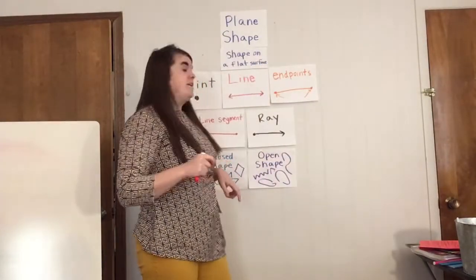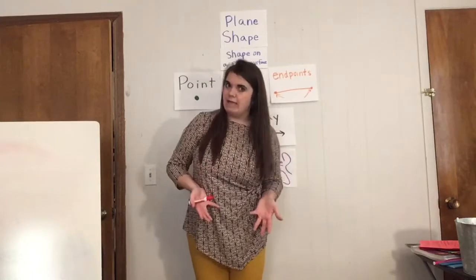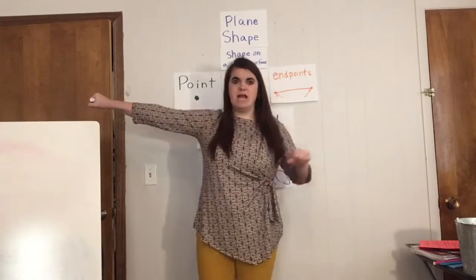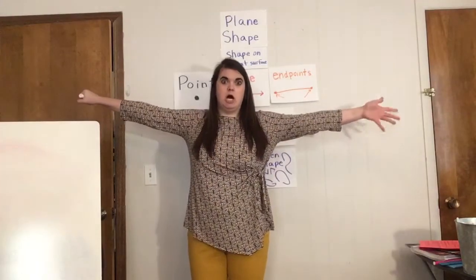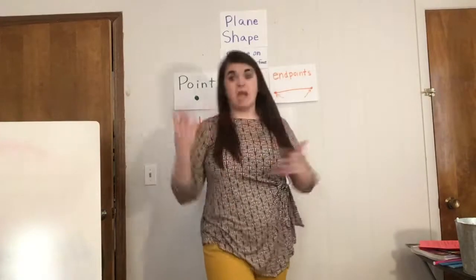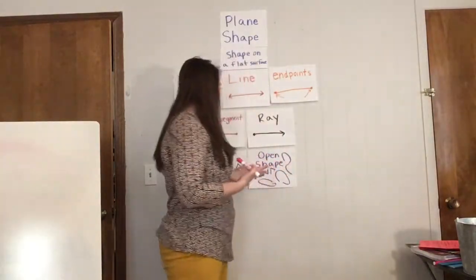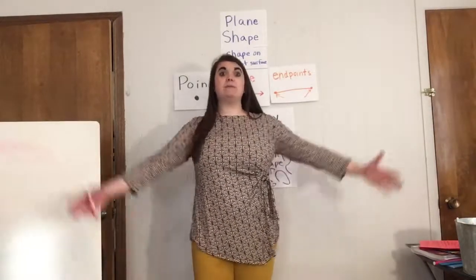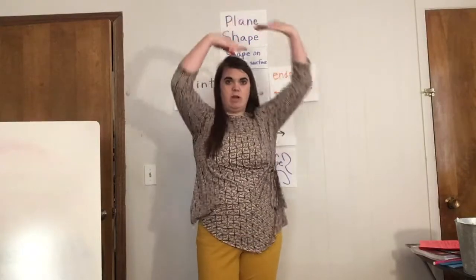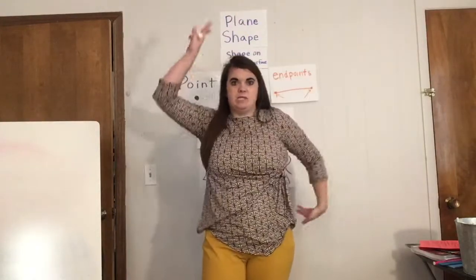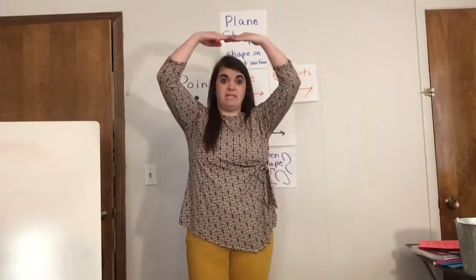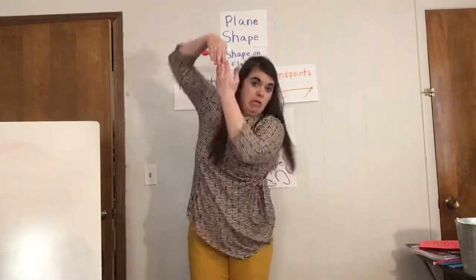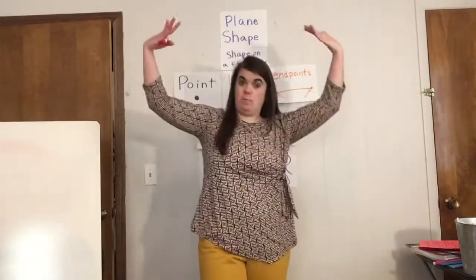Another one here is the ray. We're going to have one end point on one side and an arrow on the other side that goes on and on. I hope you're making these motions with me because it's definitely going to help you. And then the last two, we have open shape and closed shape. Open shapes are where the ends don't meet. A closed shape is where the ends do meet, right? That's a closed shape and an open shape.